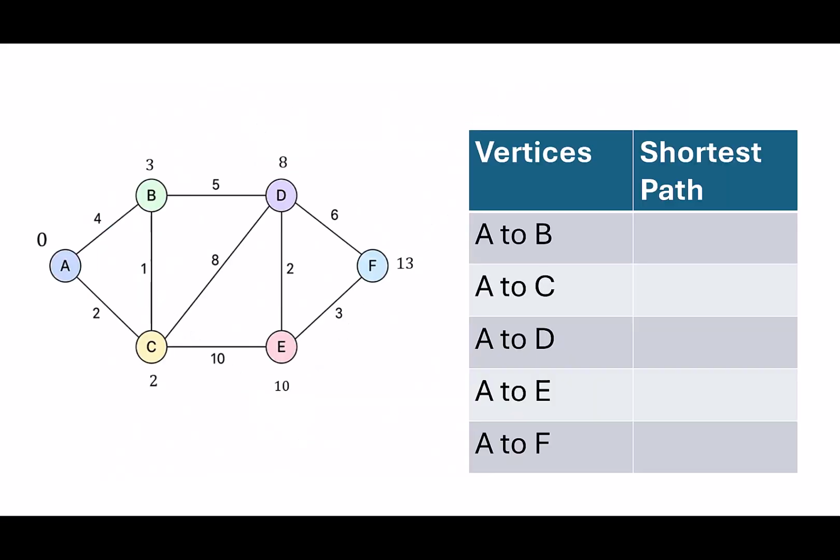Now we can write in the shortest path from A to each of the vertices. From A to B, we have 3. From A to C, we have 2. From A to D, we had 8. From A to E, we had 10, and A to F is 13.